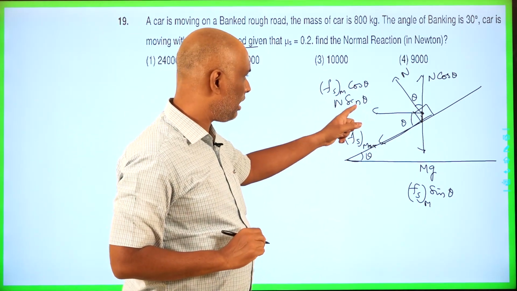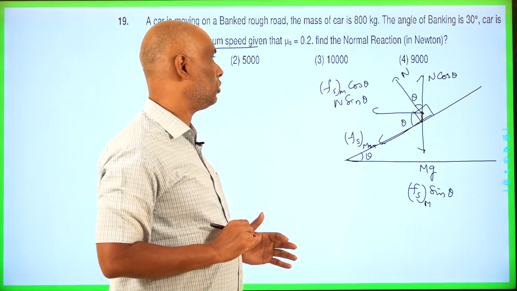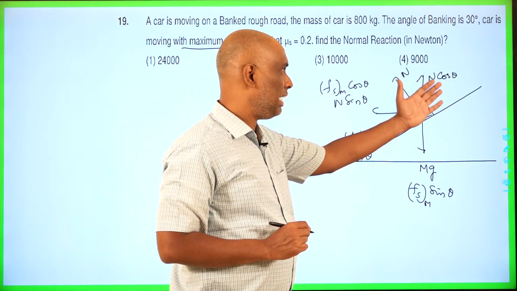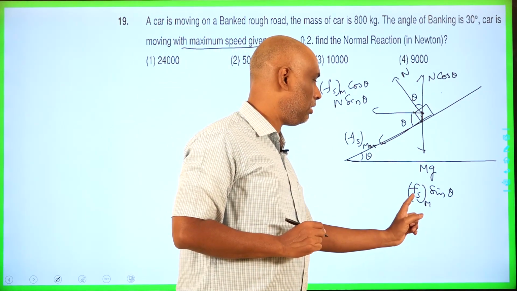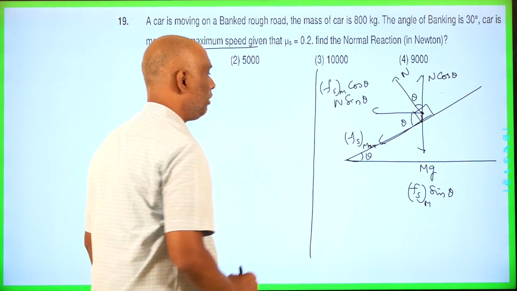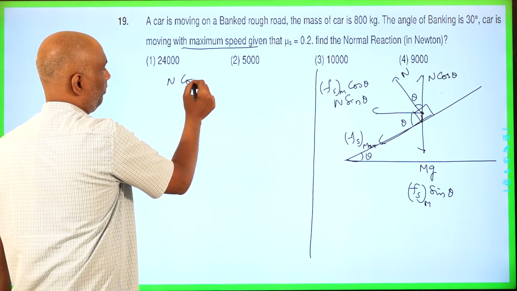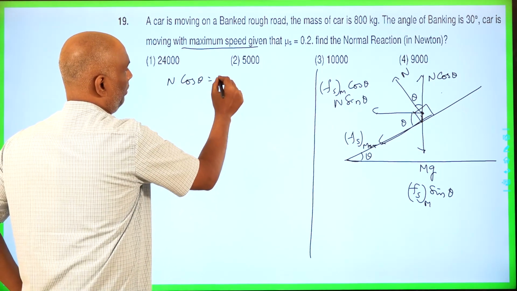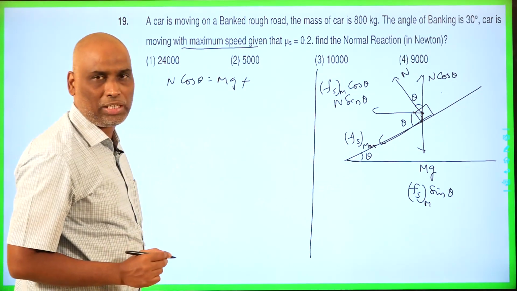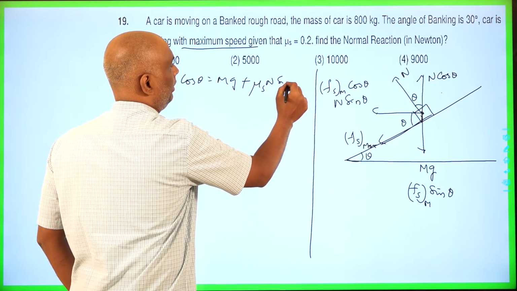Fs max cos theta plus N sin theta together will provide the necessary centripetal force. And along the y direction, if it is not sliding, N cos theta will be balanced by mg plus Fs max sin theta. So I can say N cos theta equals mg plus Fs max, which can be written as mu s into N, into sin theta.